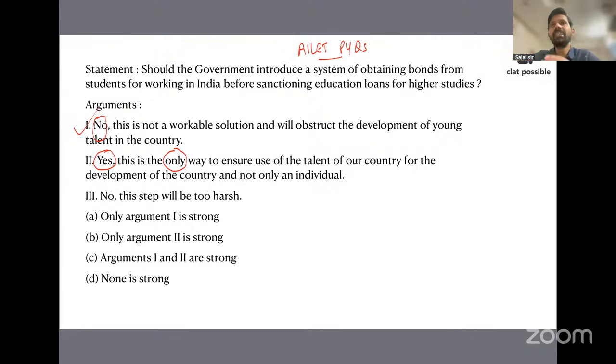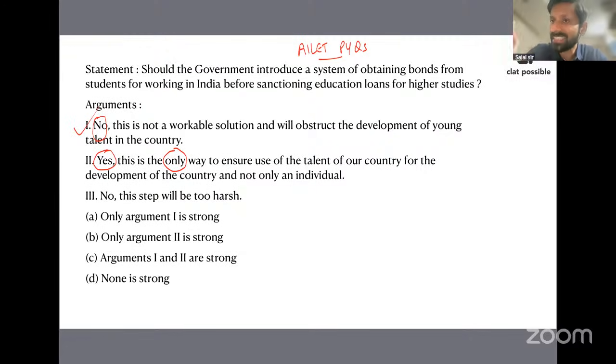So, had it been a strengthen weaken question, wherein you have to strengthen the argument, the argument would be something like, the government should introduce a system of obtaining bonds, blah blah blah, and you have to strengthen this. And one of the options says this is the only way to ensure. Then you are taking it to be true, and you are saying yes, this strengthens the argument.